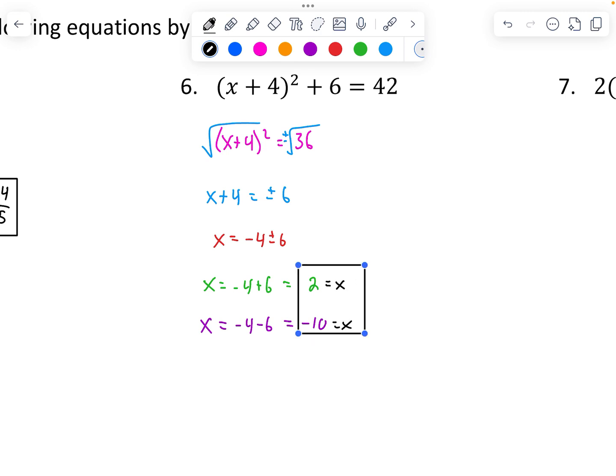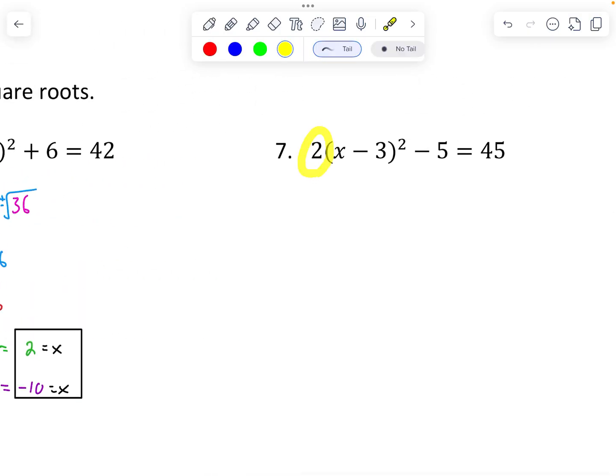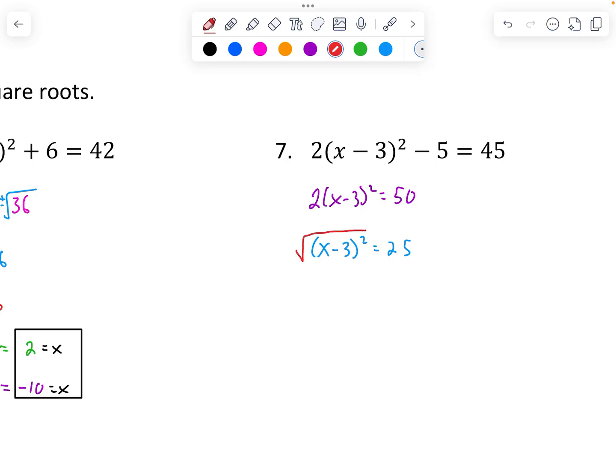All right. So 7 is going to be a slightly more complex version of 6 because we have another number out here. So first I would add 5, turning this into 2 times x minus 3 squared equals 50. Then divide both sides by 2, giving us x minus 3 squared equals 25. Now we can square root both sides. Put a plus or minus because we square root both sides, and you get x minus 3 equals plus or minus 5. And now you can add 3 to both sides, so x equals 3 plus or minus 5, which means we get 8 and negative 2.